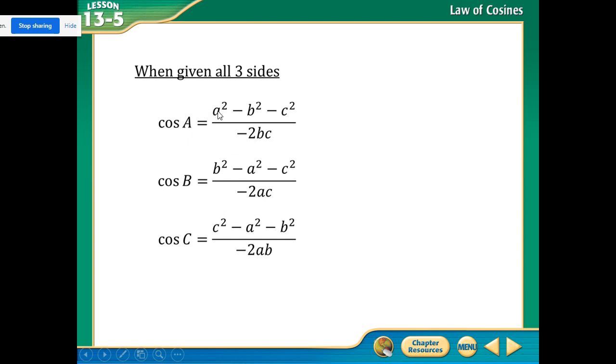If you notice, in the first one, the a squared was by itself, so I subtracted the other two over, and then you divide by what's in front. I rewrote them so that it's a little bit easier to see when you put it in your calculator. When you're putting it in your calculator, I would do the numerator and the denominator all as one. When you divide by the denominator, make sure it is in parentheses so that you get the correct answer.